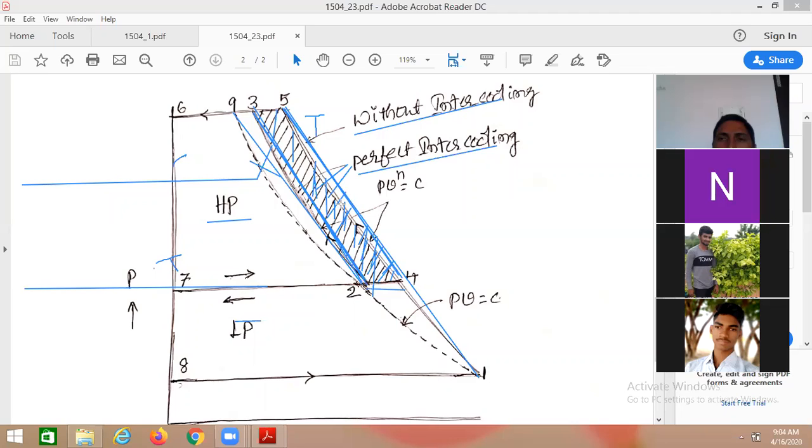So our next job is to estimate the work done for multi-stage compression, the work done per cycle with perfect intercooling. There are two stages. For the first stage, as we already know, what is the compression work for every one cycle of compression? That is N by N minus 1, P1 V1, and in the first stage, the compression takes place from P1 to P4, so (P4 by P1) whole to the power N minus 1 by N, minus 1.